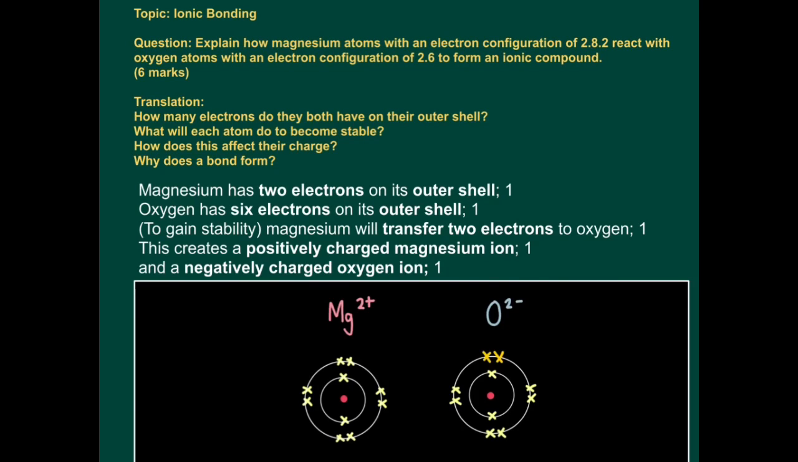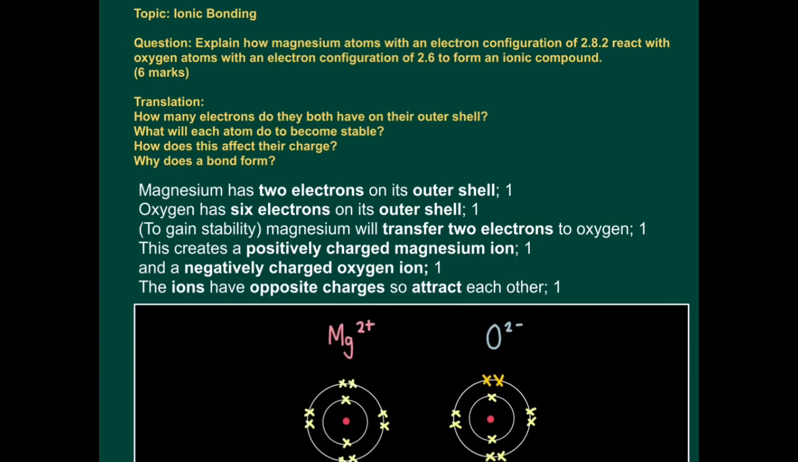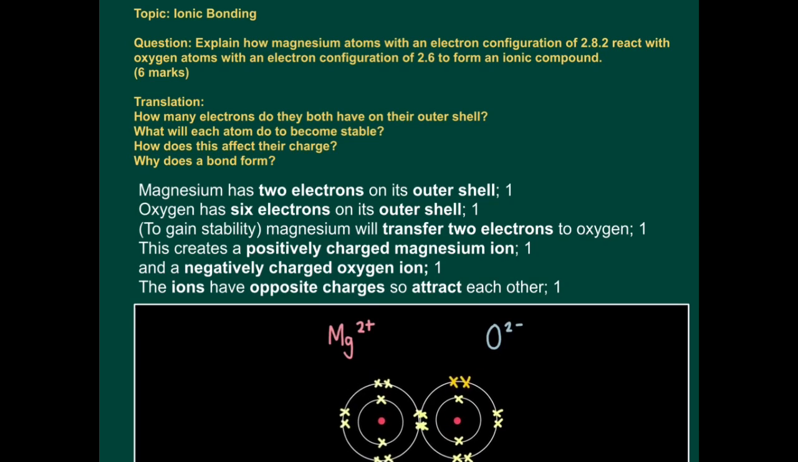Remember, electrons are negatively charged. Losing them will make you positively charged, gaining them will make you negatively charged. Because the ions have opposite charges, they will attract each other. Very logical, step-by-step answer to address this question.